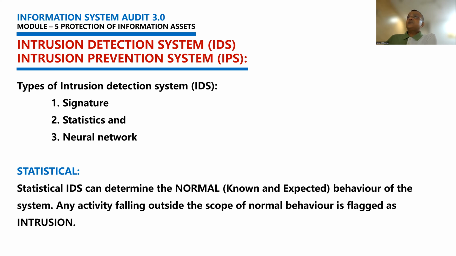But if the system starts behaving abnormally for no good reason, then the activity is falling outside the scope of the normal behavior. In that case, it is considered a red flag. A red flag means it's a warning sign that there is some intrusion activity taking place. And that's how we talk about the statistical intrusion detection system.